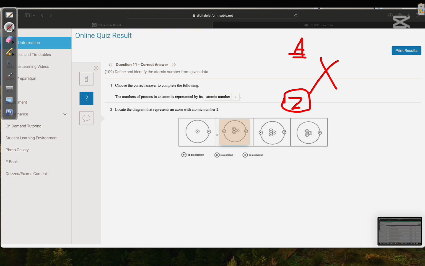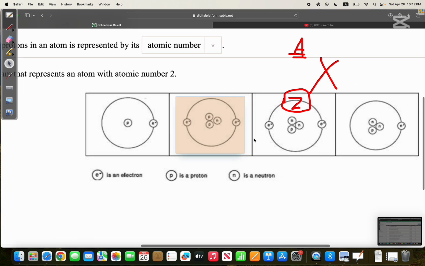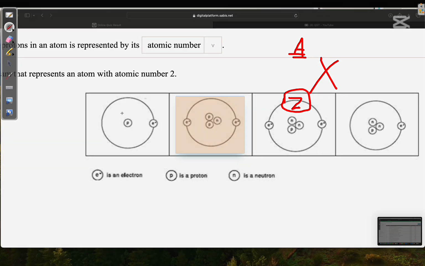So an atom with atomic number 2 will have two protons. This has one proton, this one has one proton, this has two protons, this has one proton, and this has one proton. So it's this one.